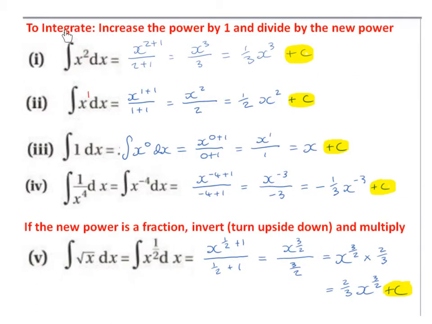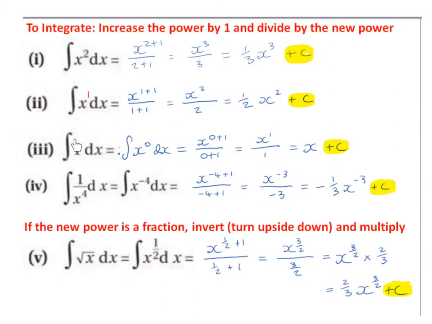So to integrate, increase the power by 1 and divide by the new power. So the integral of x squared dx is going to be x to the power 2 plus 1 over 2 plus 1, which is x cubed over 3, which is a third x cubed plus c. You have to add on the plus c at the end. So the integral of x to the power 1 dx is going to be x to the power 1 plus 1 over 1 plus 1, which is x squared over 2, which is a half x squared plus c.